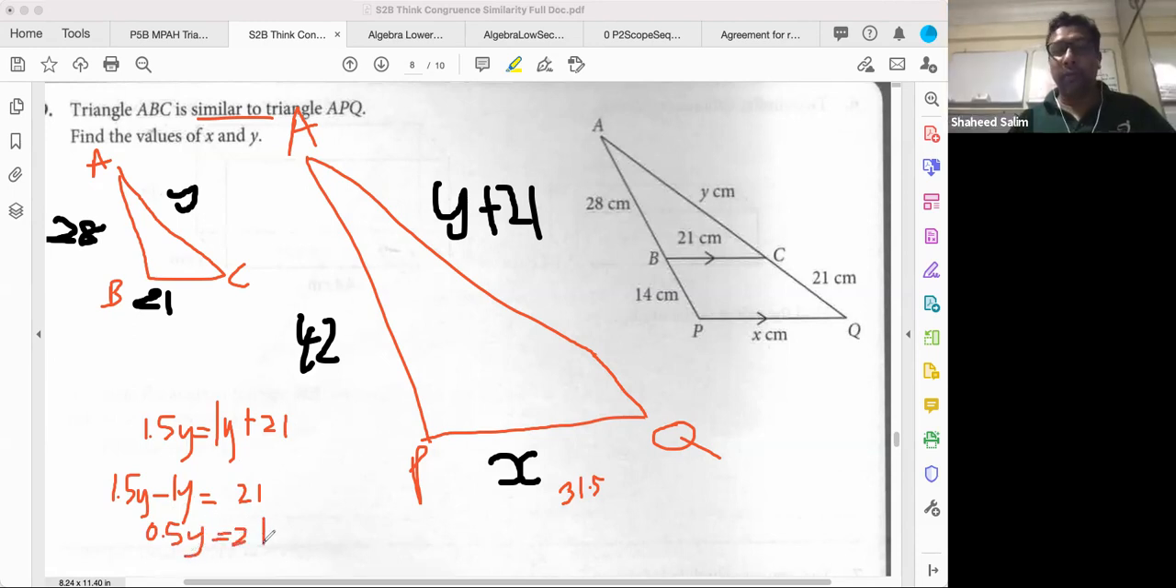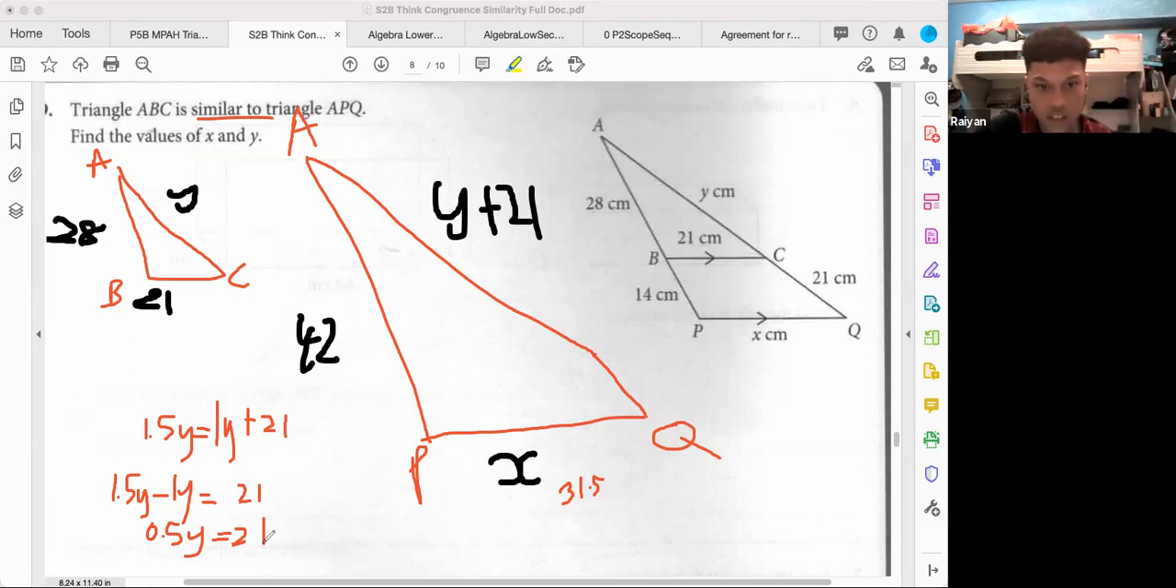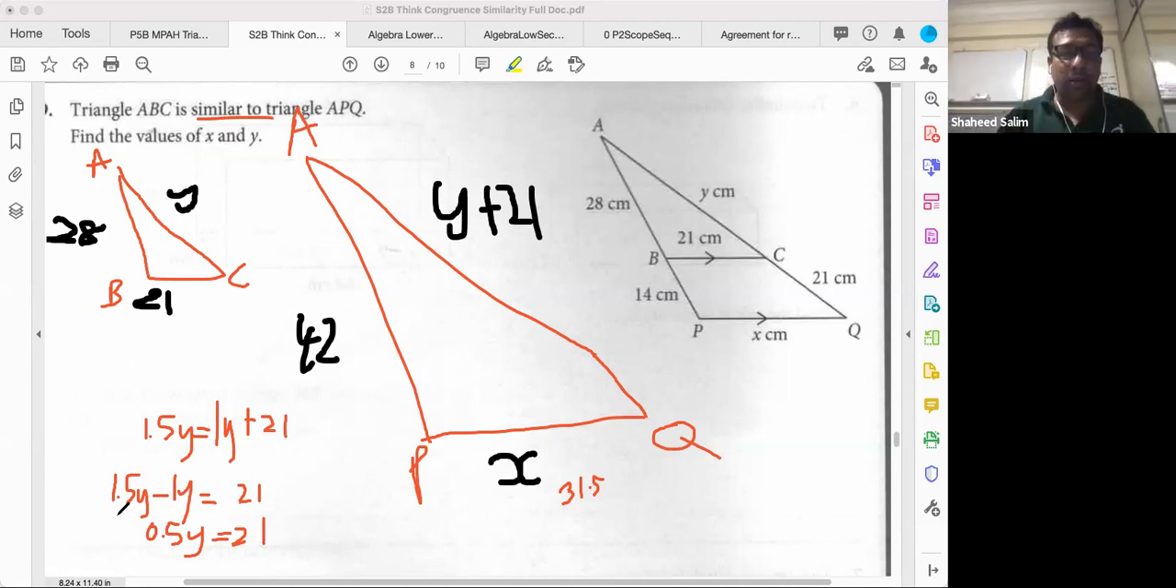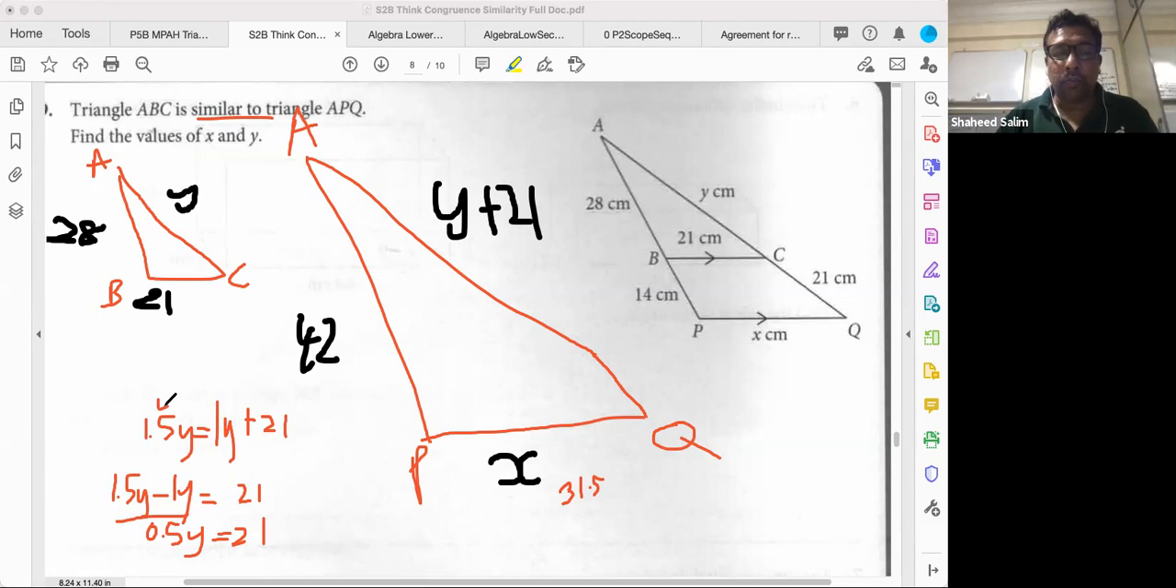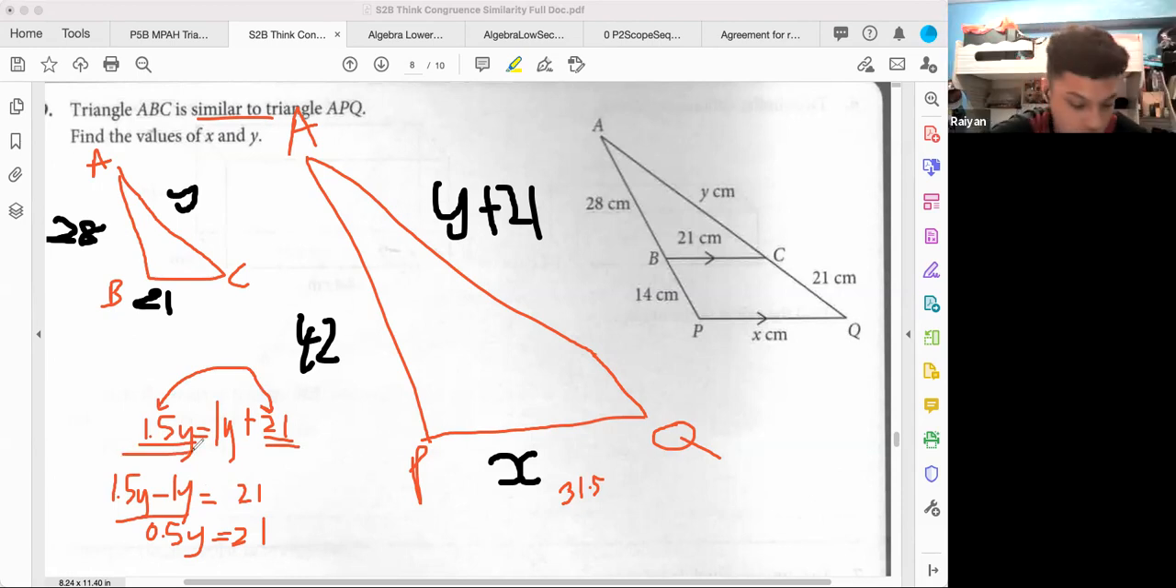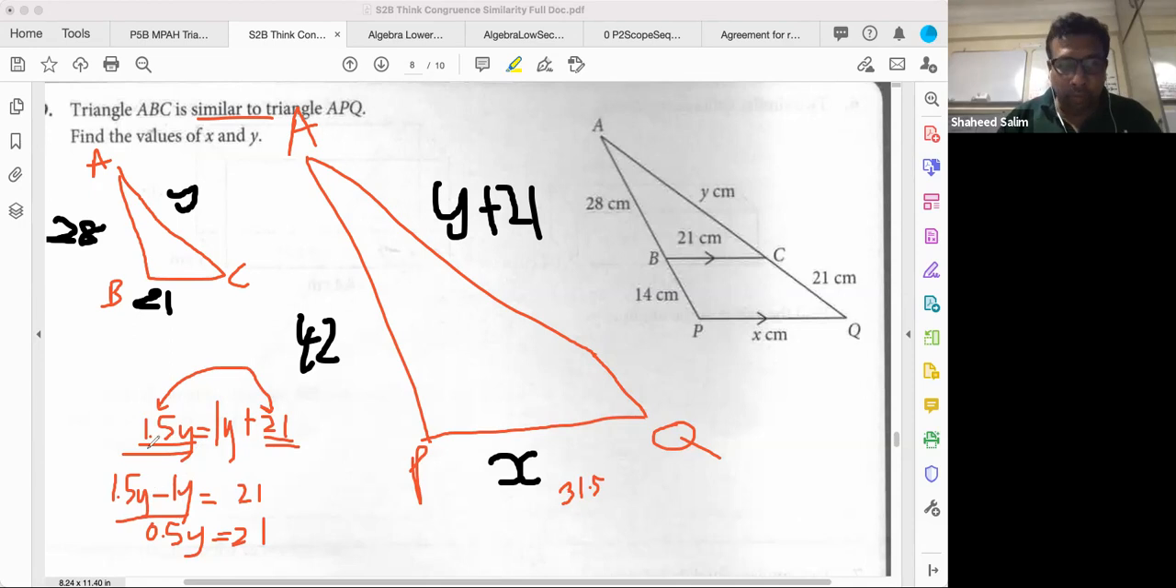Now you have to find out what it is. Down the first one now here is minus, because you are 21.5. But you cannot combine these two, you know. This one is a number, this one is algebra. Cannot combine. Once you minus 1.5 minus y, you get 0.5y equals to 21.